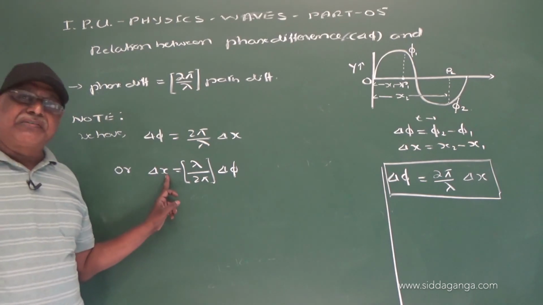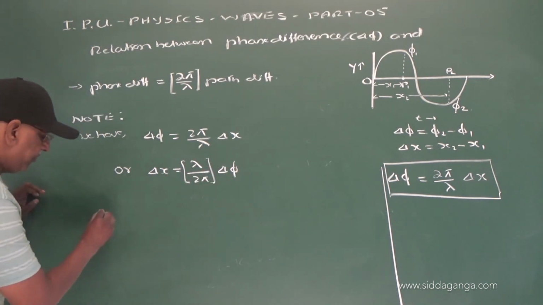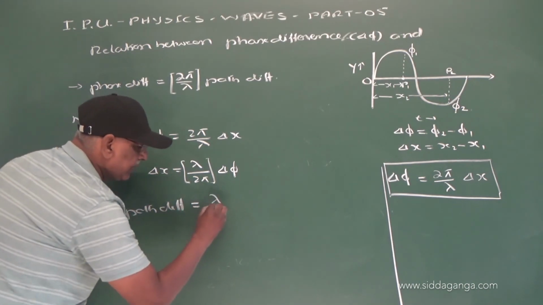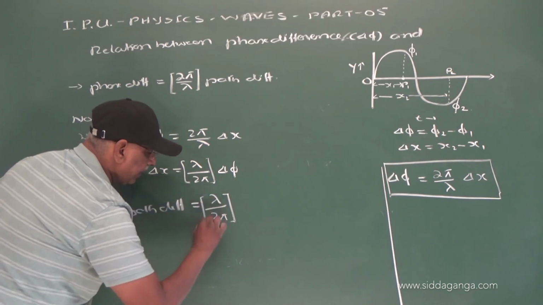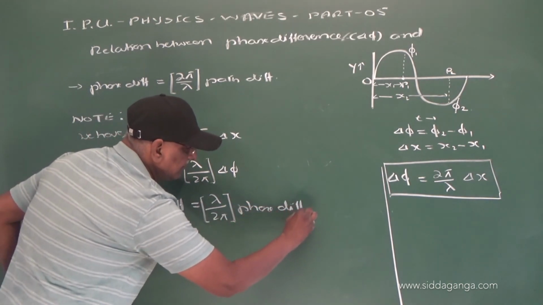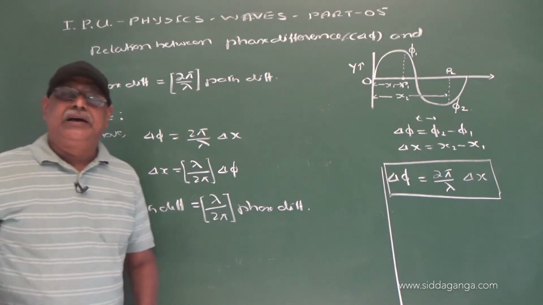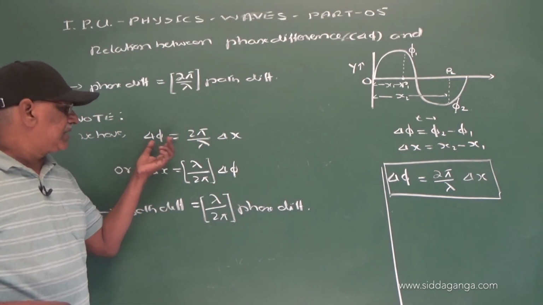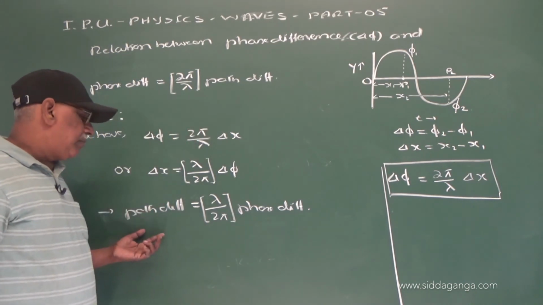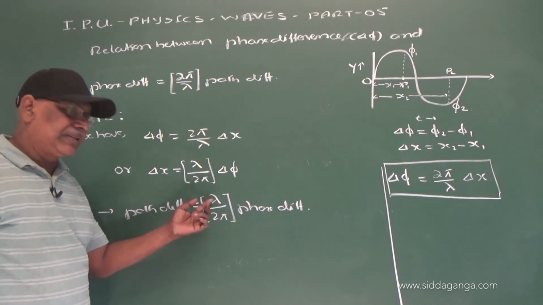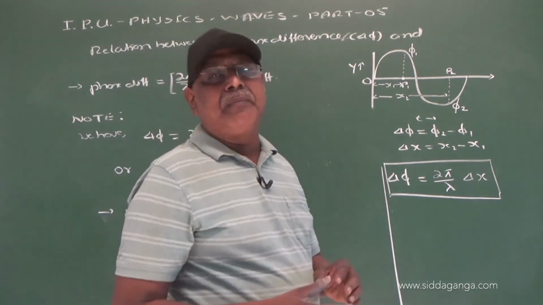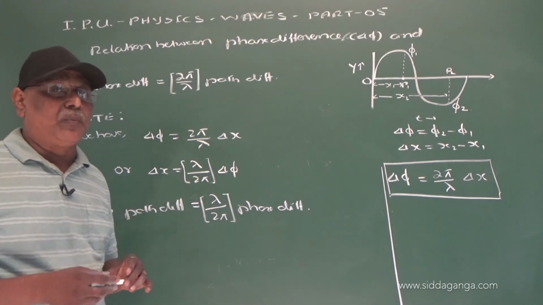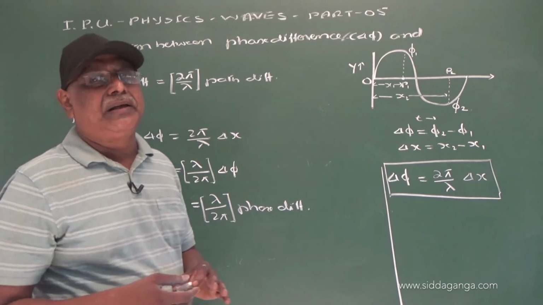Here, what is delta x? Path difference. Delta phi is phase difference. Therefore, path difference is also equal to lambda by 2 pi into phase difference. And remember that this phase difference delta phi is expressed in terms of 2 pi, and path difference is expressed in terms of lambda. The relation between path difference and phase difference involves both lambda and 2 pi. This is a very important relation.